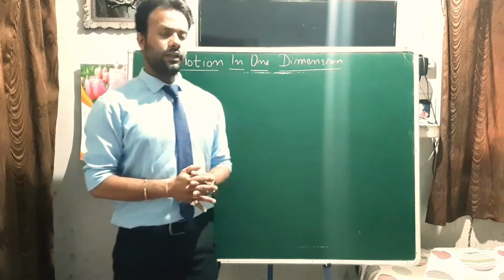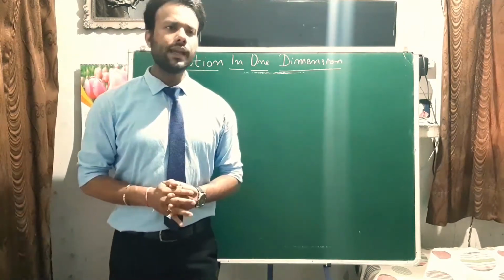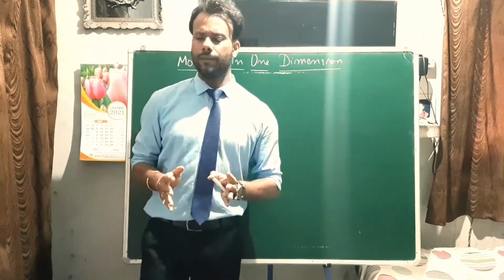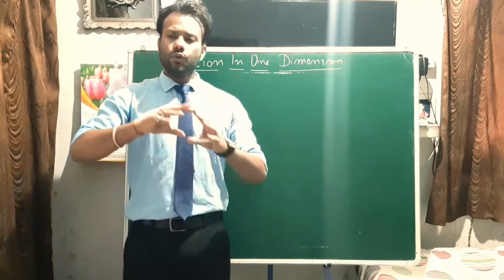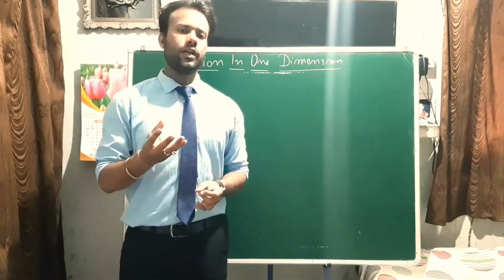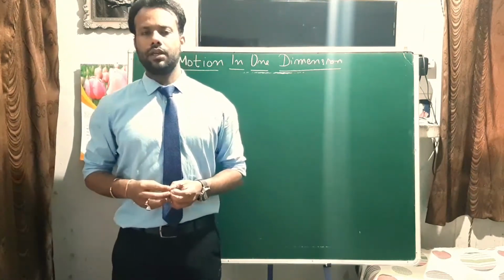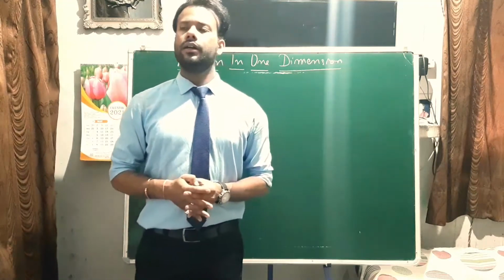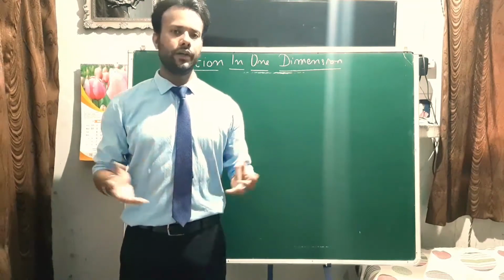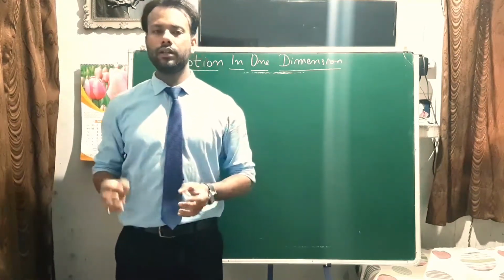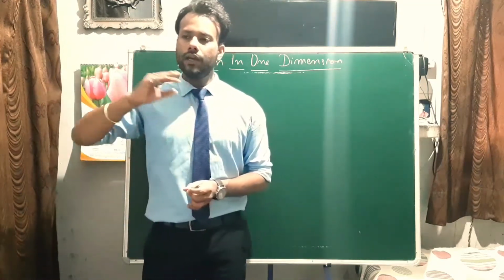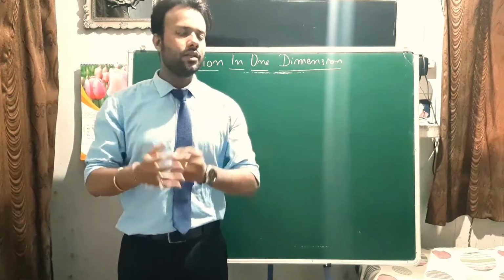So in this chapter, we calculate the displacement covered by the body, distance covered by the body, and velocity. To calculate these quantities, the position of the body is very important. Suppose I say that I have covered 3 kilometers. Now 3 kilometers from where? There must be some starting point, there must be some ending point. That means there must be a point from where we started measuring the distance.